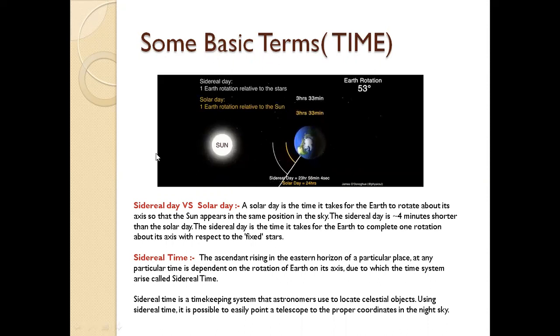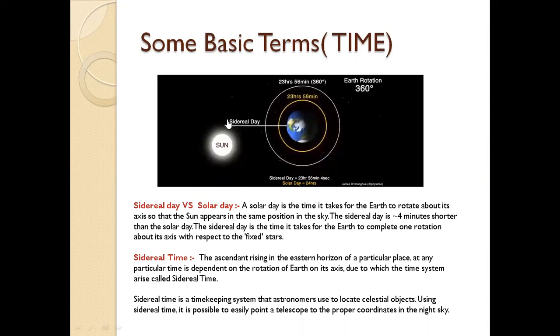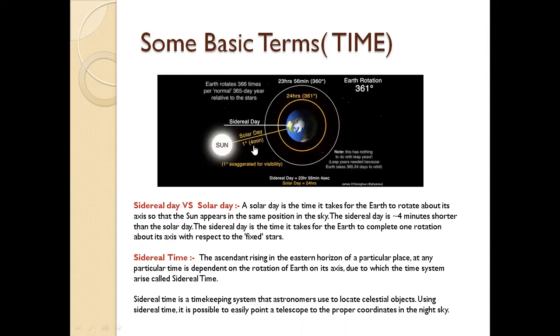So it all started from here. You see the Earth rotation. Now here the sidereal day is when the Earth comes back to its own position with respect to the Chitra Nakshatra. Here the Chitra Nakshatra is there, imagine. But this is a solar day. With respect to the next day's sun, it takes around 4 minutes more to reach.